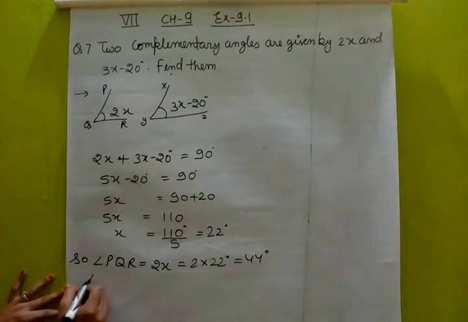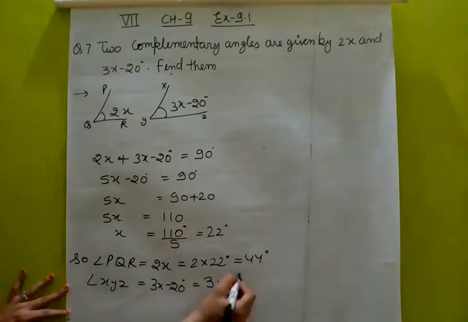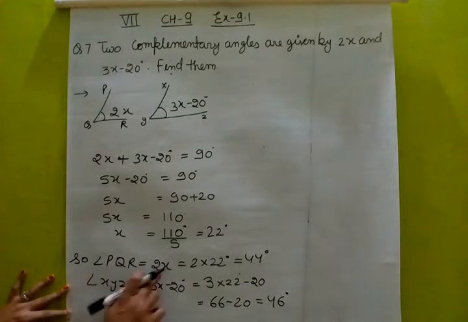Now next one, students, angle XYZ is equal to 3x minus 20 degrees. It means 3 multiplied by 22 degrees, minus 20. 3 multiplied by 22 means 66. 66 minus 20 will be 46 degrees. So one angle is 44 degrees and another angle is 46 degrees.